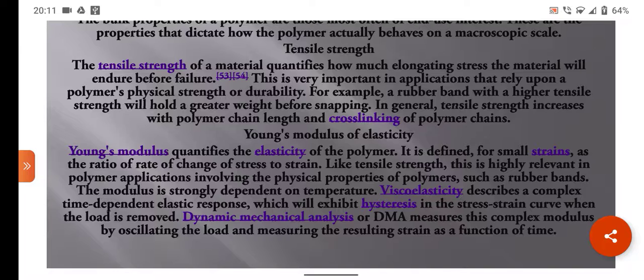Viscoelasticity describes a complex time dependent elastic response, which will exhibit hysteresis in the stress strain curve when the load is removed. Dynamic mechanical analysis, or DMA, measures this complex modulus by oscillating the load and measuring the resulting strain as a function of time.